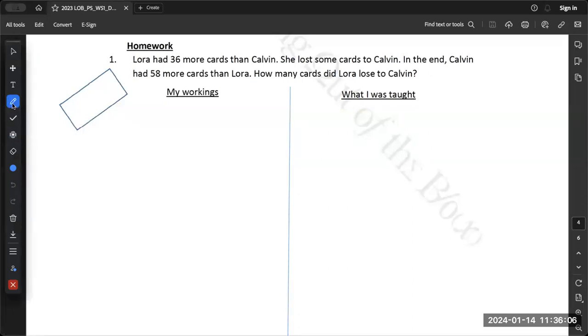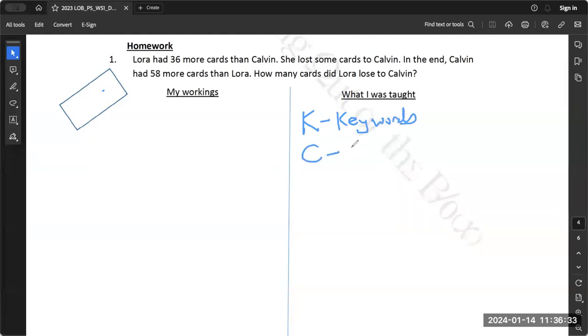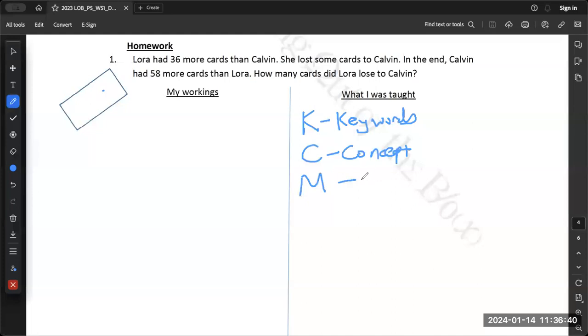Okay, so this is internal transfer, and internal transfer is actually same total. So when you do your show and tell, you've got to do only 3 things, which is KCM. K will be what keywords do you see? And C will be the concept. What is the heuristic concept that is being tested here? And M, what is the method?